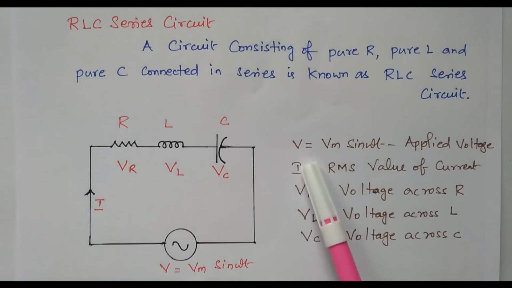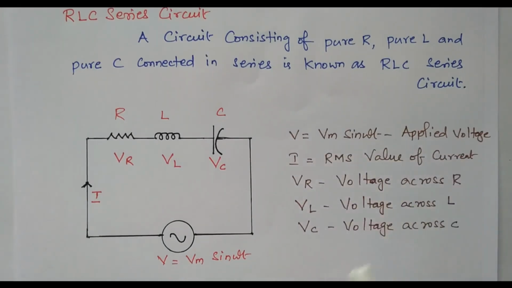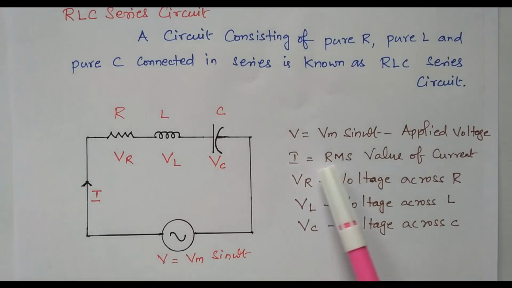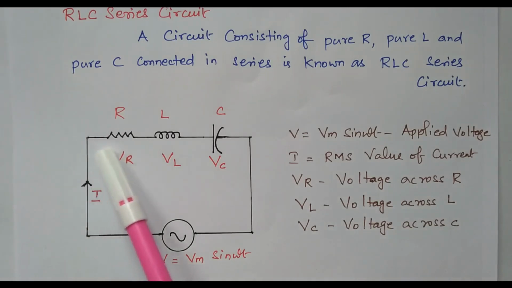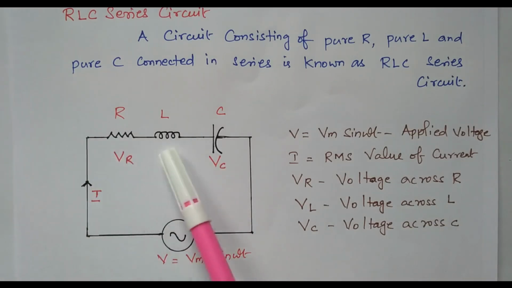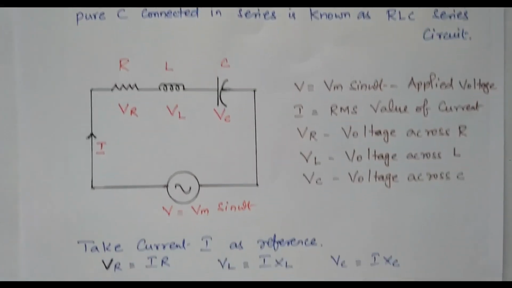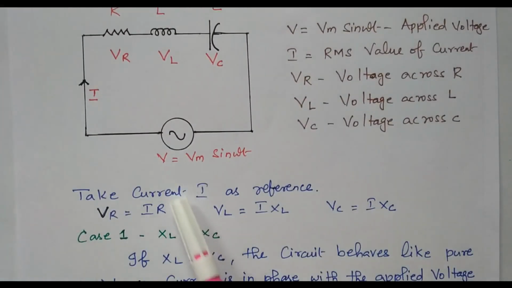So V equal to Vm sin ωt is the applied voltage. I is the RMS value of the current. VR is the voltage across the resistor R. VL is the voltage across the inductor. VC is the voltage across the capacitor. The same current I is flowing through all three elements, resistor, inductor and capacitor. So we can take current as the reference vector.